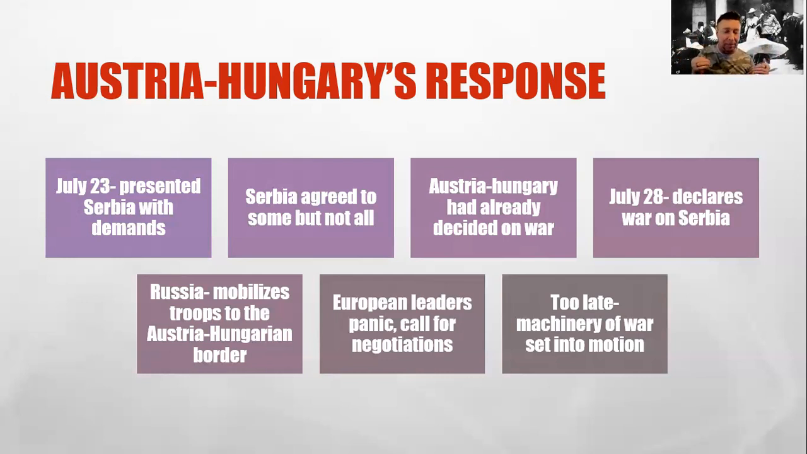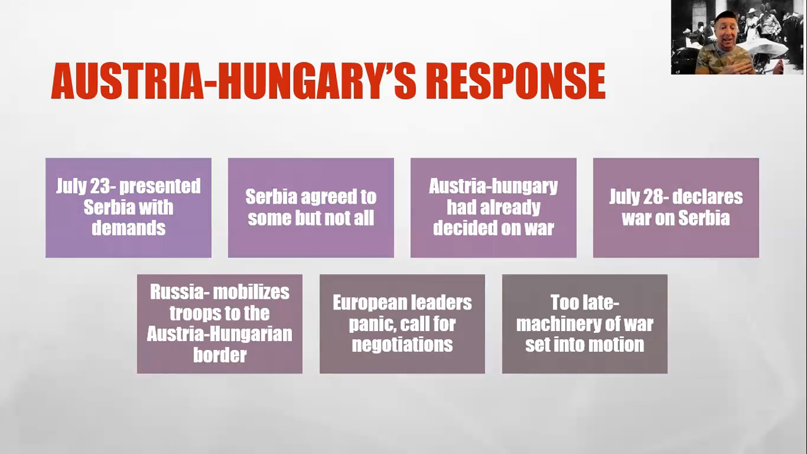We can't have a war. But it's too late. Why? Because now Germany, who is allied with Austria-Hungary, has to come and help out Austria-Hungary. So they're like, okay, we're going to declare war on Russia. And Russia's like, oh, now we're going to declare war on Germany as well.